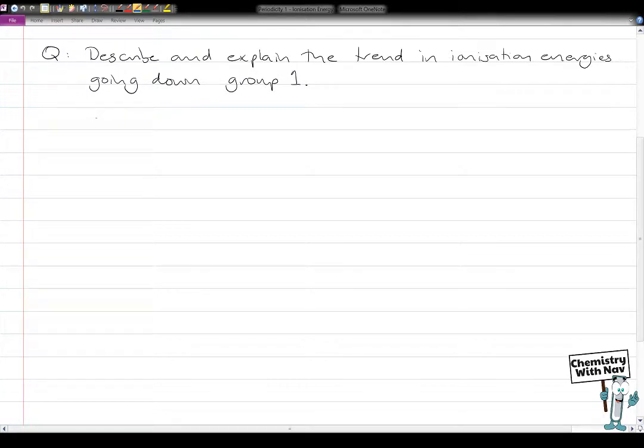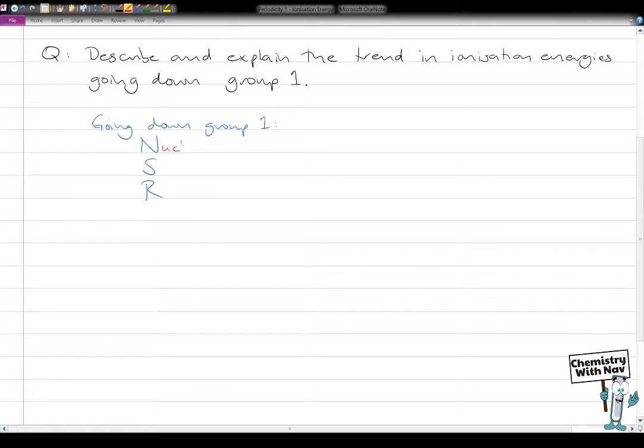So start your answer. Set yourself up nice and easily. So going down group 1, colon. Now, everything that I answer, I don't have to keep repeating myself. And the structure and framework that we use is this. We have N, we have S, we have R, and these are for nuclear charge, shielding and radius.